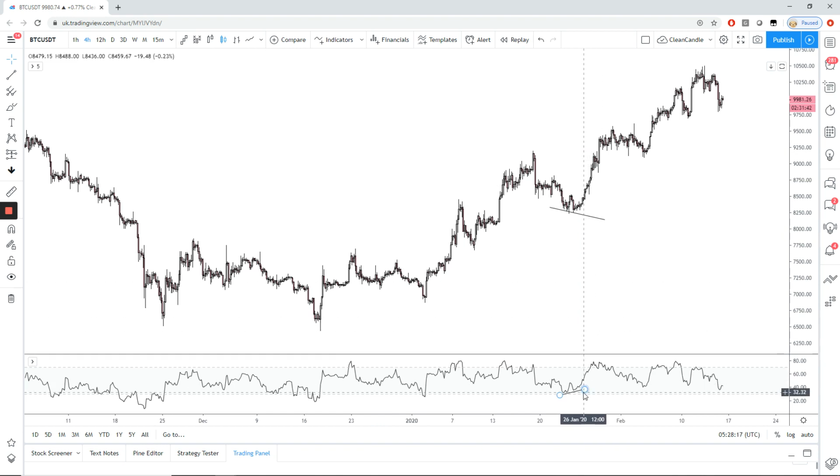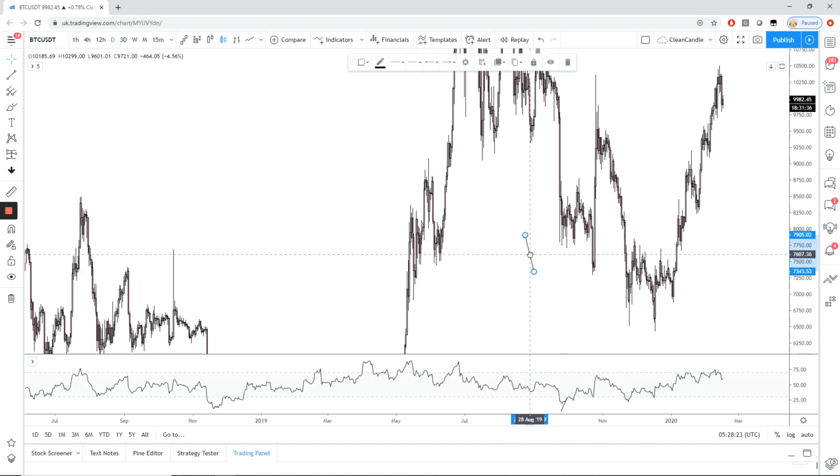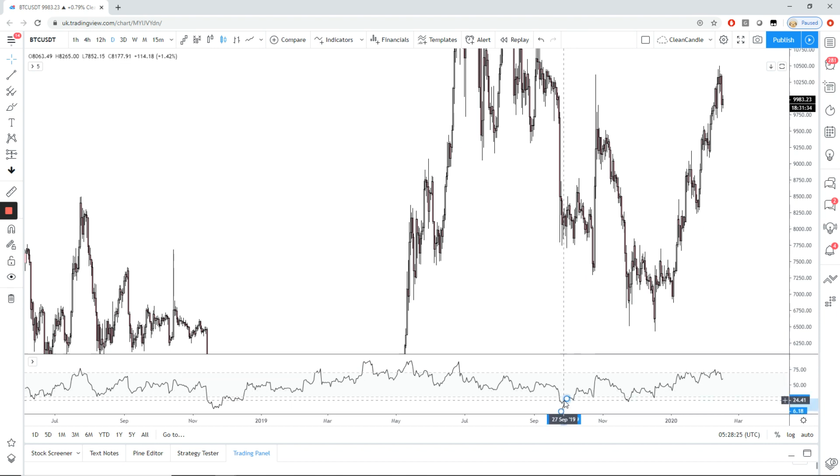Next thing I want to talk about is joining the trend. So the 50 region on the RSI is a particularly nice point to either retest, cool off from, or join an existing trend.